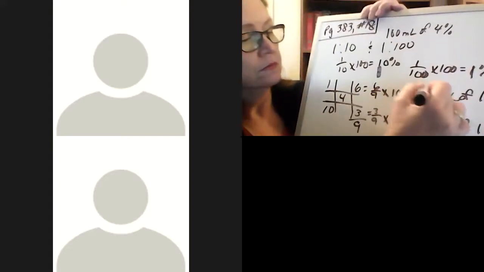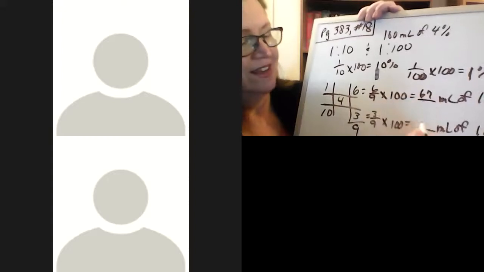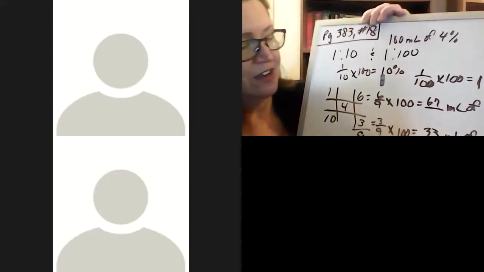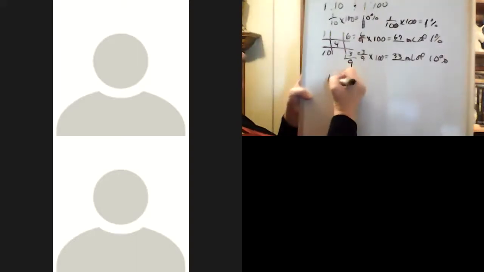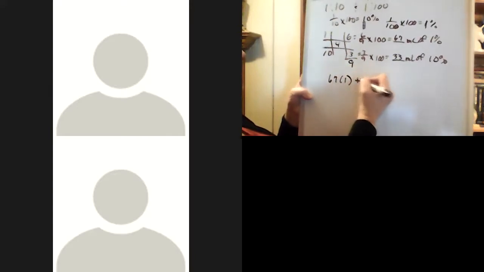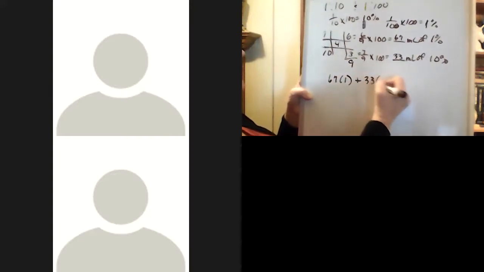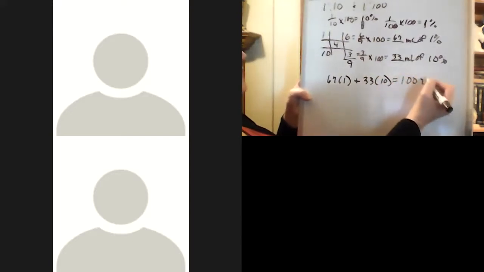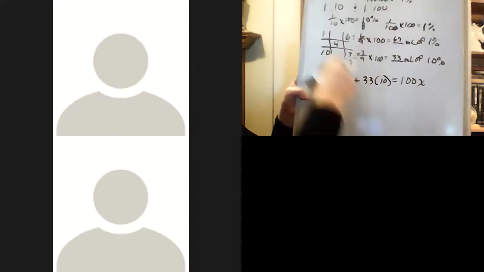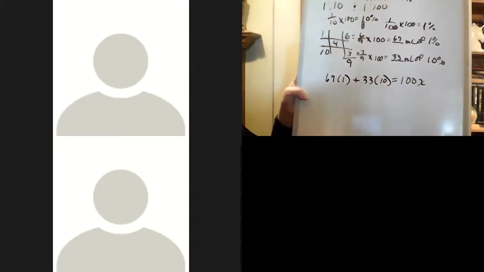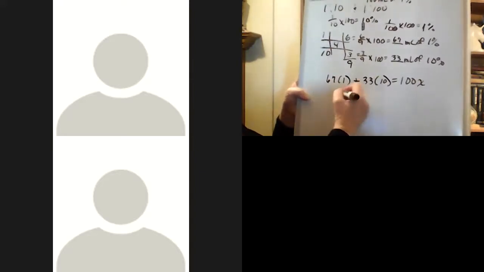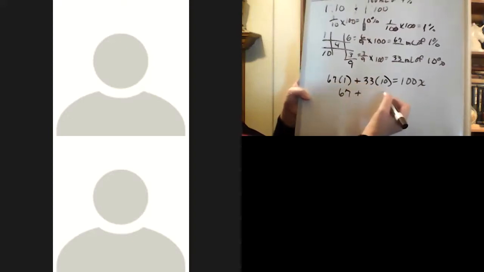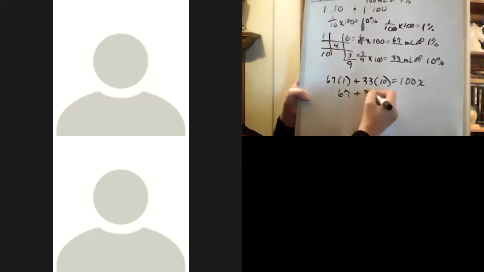That's that long process. I never did. Okay. So what are we combining? We're combining 67 milliliters of 1% plus 33 milliliters of 10%. And I'm going to end up with 100 milliliters of some percent. And I hope it's going to end up being 4, right? Okay, so 67 times 1 is 67. 33 times 10 is 330.